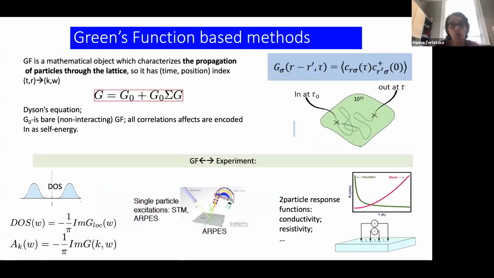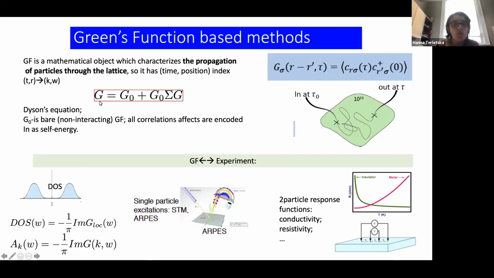Before I show you the mapping from the lattice problem to the quantum impurity problem, I want to mention that DMFT is a Green's function method, so I'm going to make a very short overview of Green's function. Green's function is the object which describes the propagation of electrons through your lattice. It has a position or site index and a time index. If we do a Fourier transform, which is what I will be presenting, it has a momentum index and a frequency index.